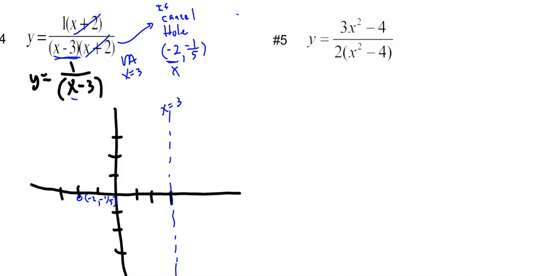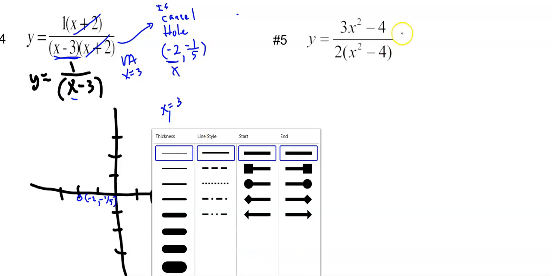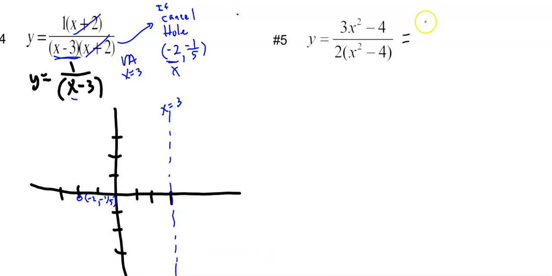So this one, before you do anything, I might consider factoring this. If it can factor, the numerator doesn't really factor, so I'm just going to leave that the way it is. But it'll definitely help us to factor the denominator. Hopefully you see it, x plus 2, x minus 2.